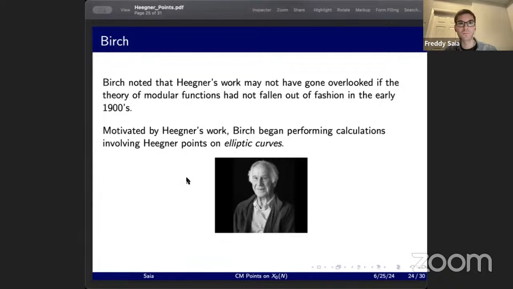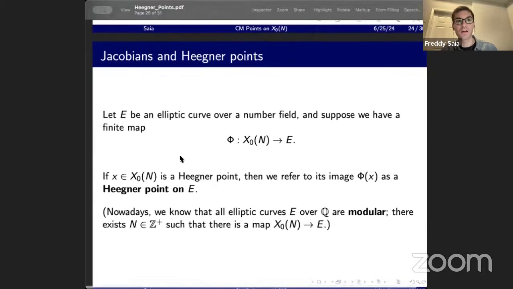So he began performing calculations involving these special points on modular curves. And I say on elliptic curves on this slide. So what do I mean by a Heegner point on an elliptic curve? So I mean the following.